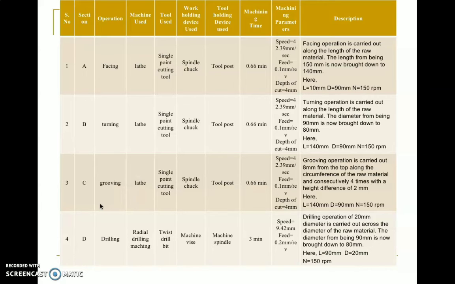So the turning process is used so that the diameter of the raw material comes from 90 mm to 80 mm. The third step is the grooving process. We have seen a few grooves at the topmost upper part of the finished product. So using this grooving process, we are making those grooves. The same machine and the tool, the work holding, the tool holding devices are used as that of the facing process and the turning process. The machining parameters are given there, and the grooving process is carried out 8 mm from the top, that is the most important, along the circumference of the raw material consecutively 4 times with a height difference of 2 mm. The next process is the drilling process.